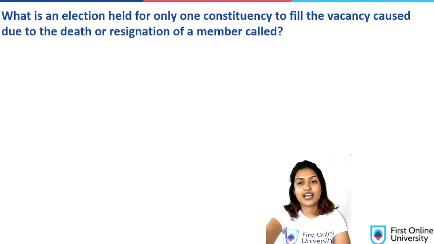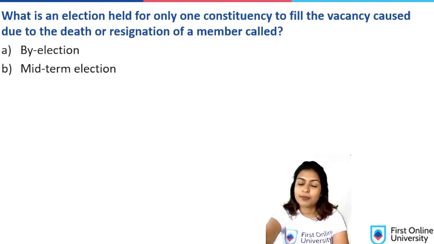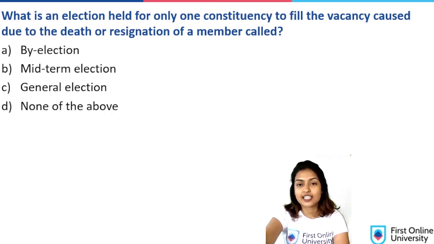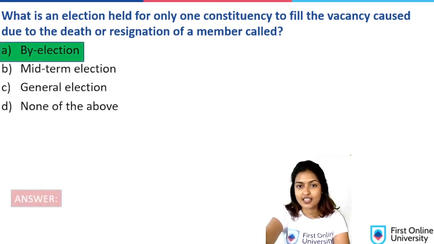What is an election held for only one constituency to fill the vacancy caused due to death or resignation of a member called? A. By-election. B. Midterm election. C. General election. D. None of the above. It is A. By-election. A general election is held every 5 years.